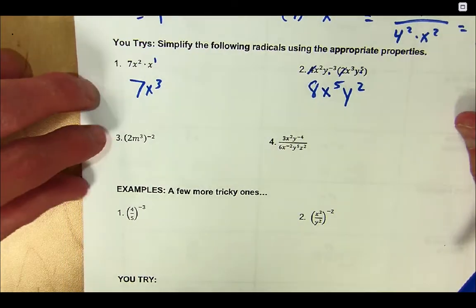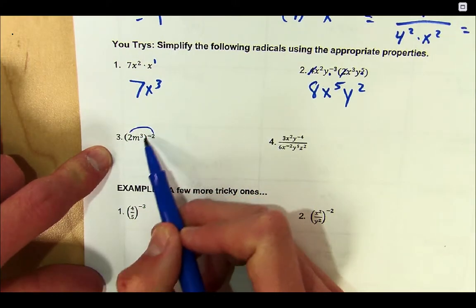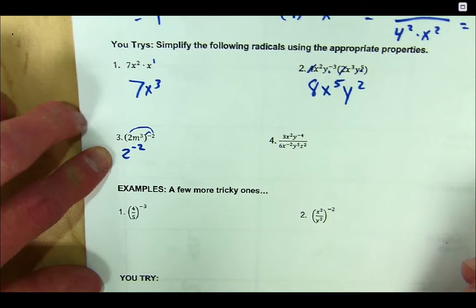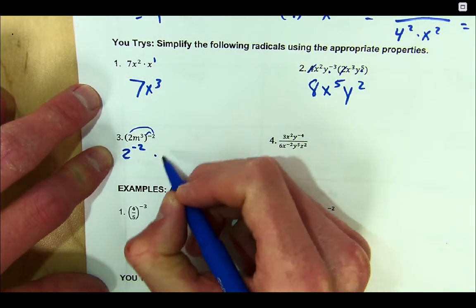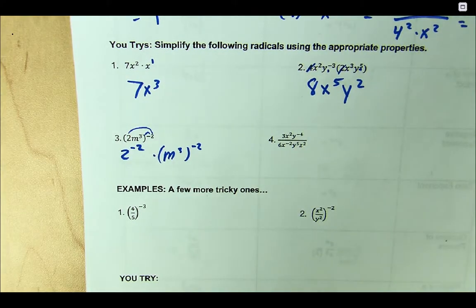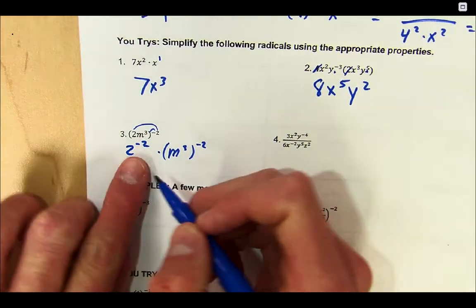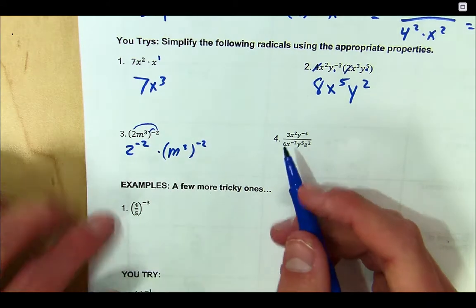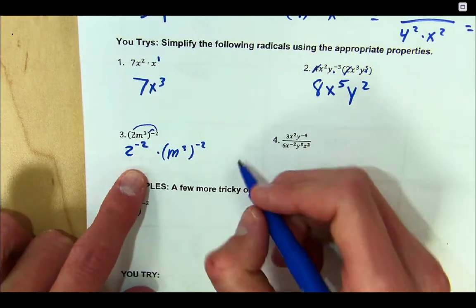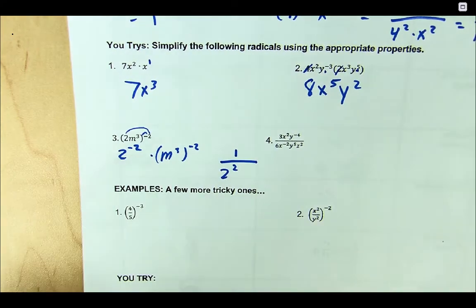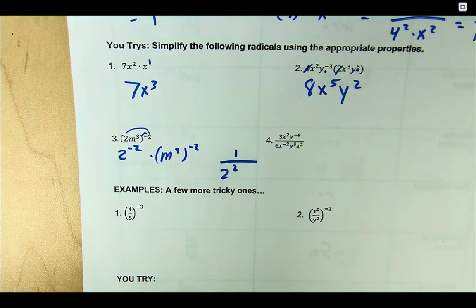All right, number 3. Once again, there's two terms that this negative 2 needs to attach to both of them. So this ends up being 2 to the negative 2 times m cubed to the negative 2. So what 2 to the negative 2 becomes, and then m cubed to the negative 2 becomes, you want to make this positive and bring it to the denominator. So 2 squared moves to the denominator.